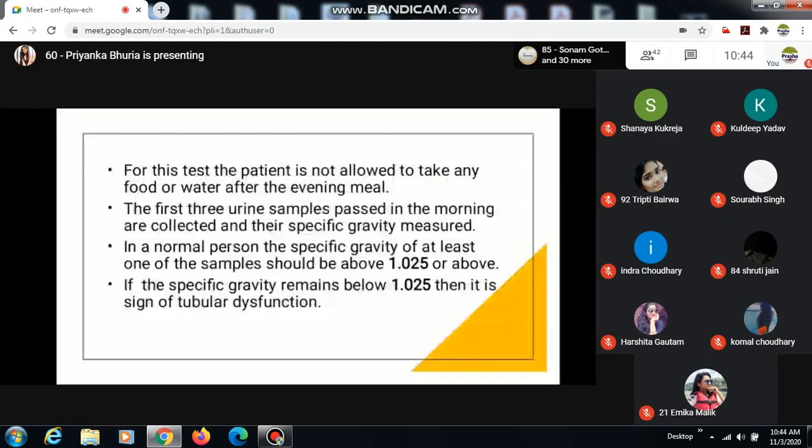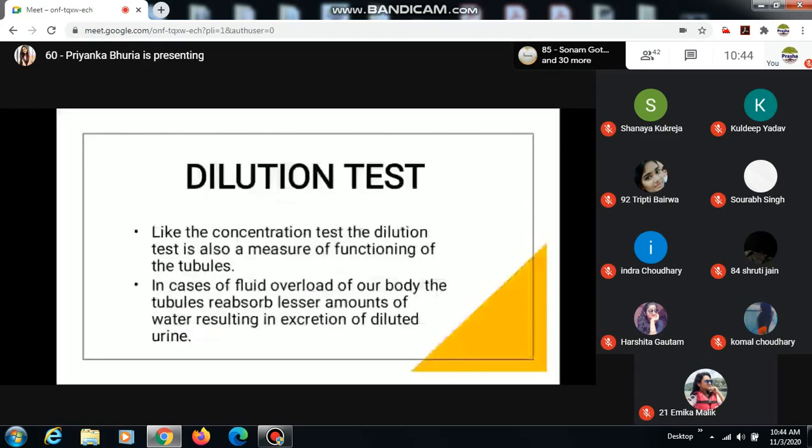Now, the dilution test. Like the concentration test, the dilution test is also a measure of tubular function. In cases of fluid overload of our body, the tubules reabsorb lesser amounts of water.